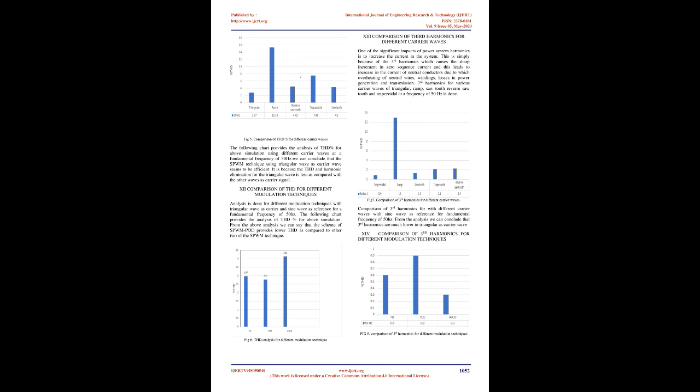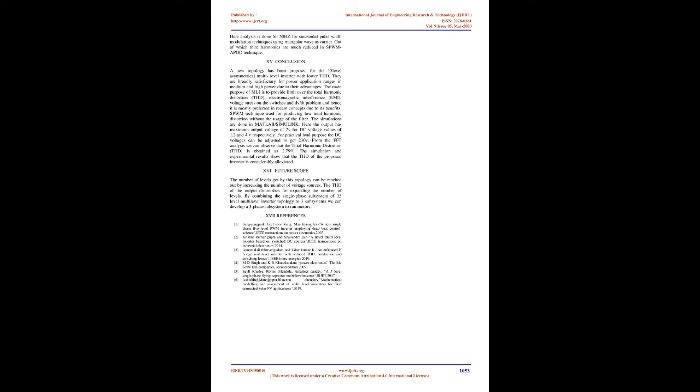Fig 7. Comparison of third harmonics for different carrier waves. Comparison of harmonics for different carrier waves with a sine wave as reference for a fundamental frequency of 50 Hz. From the analysis we can conclude that third harmonics are much lower with a triangular carrier wave. 14. Comparison of harmonics for different modulation techniques. Here analysis is done at 50 Hz for sinusoidal pulse width modulation techniques using a triangular wave as carrier, out of which third harmonics are much reduced in the SPWM APOD technique.